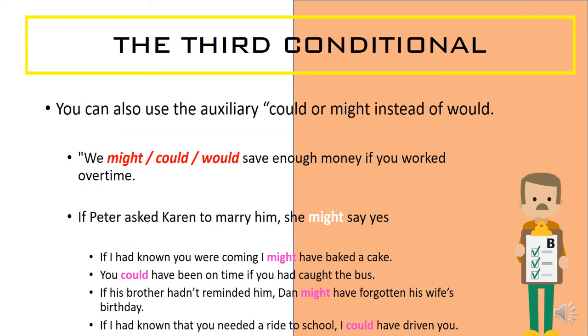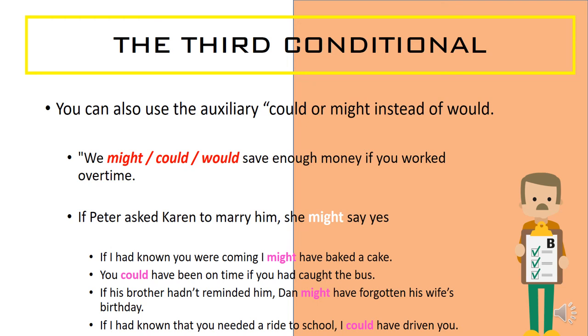You can also use the auxiliary could or might instead of would. Look at the first example. We might save enough money if you worked overtime. Or we could save enough money if you worked overtime. Or we would save enough money if you worked overtime. Now let's look at the second example. If Peter asked Karen to marry him, she might say yes.